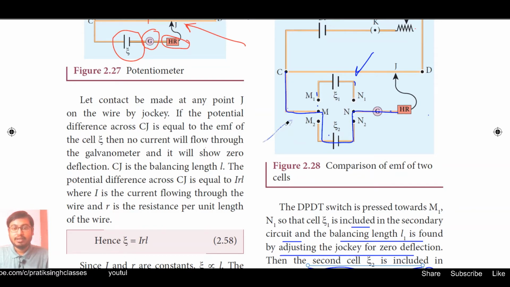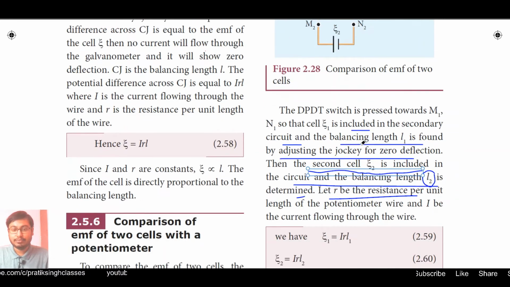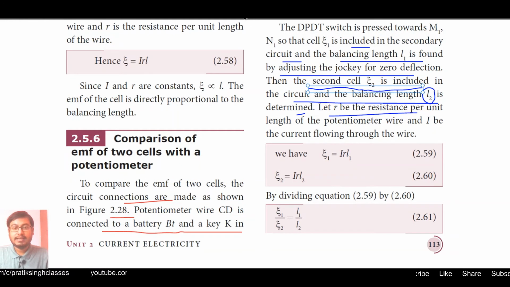Okay, for when we have Xi1 for the secondary circuit and we get zero deflection, that length was taken as L1, and when we have taken Xi2 and we get zero deflection, that length was taken as L2. Let R be the resistance per unit length of the potentiometer wire, that is manganese or constant, and I be the current flowing through the wire.